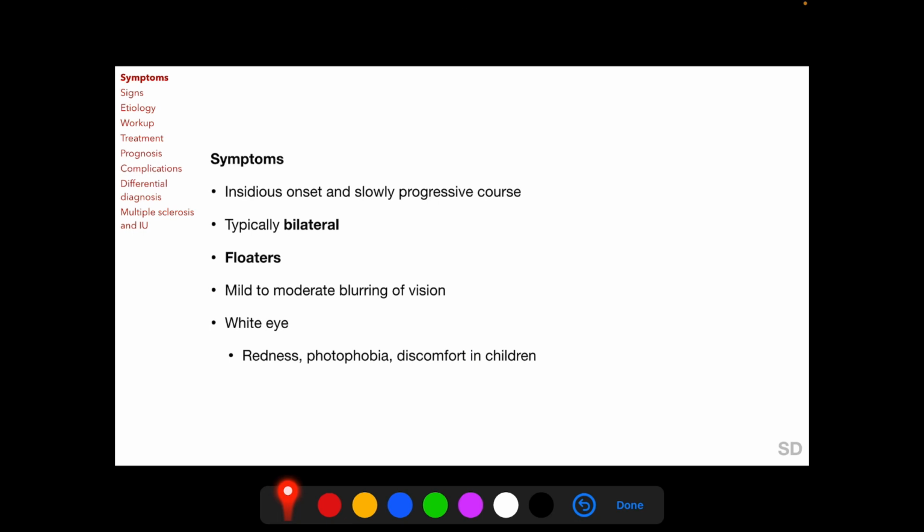Typically, intermediate uveitis has an insidious onset and a slowly progressive course. Usually, it is a bilateral disease, although it may be asymmetric. The main complaint of patients with intermediate uveitis is floaters, and there may be mild to moderate blurring of vision. Typically, there is no conjunctival congestion, but children with intermediate uveitis may present with redness, photophobia, and discomfort.